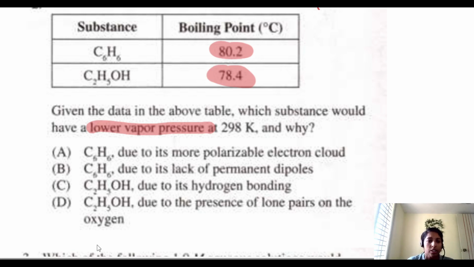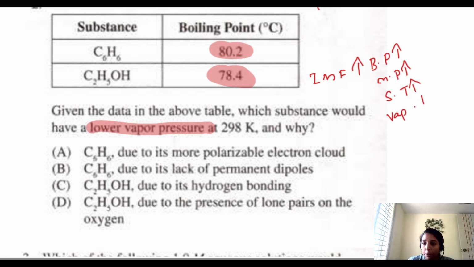So here also, what's the principle? Which chapter, which topic is this dealing with? You know that it is IMF, correct? What is the relationship with the IMF? If IMF increases, boiling point increases, melting point increases, surface tension increases, correct? But what about vapor pressure? Vapor pressure decreases, correct? Vapor pressure means pressure exerted by the gas.